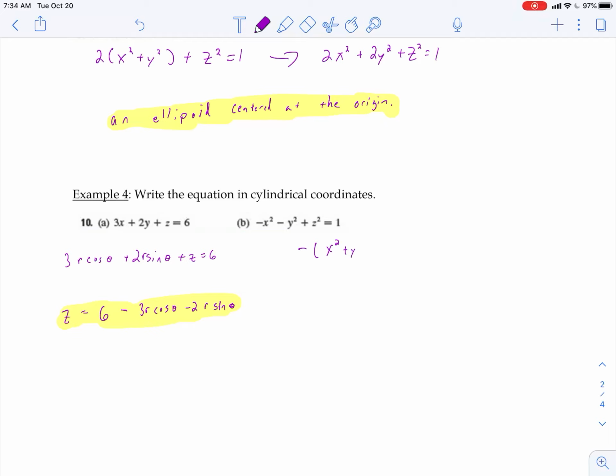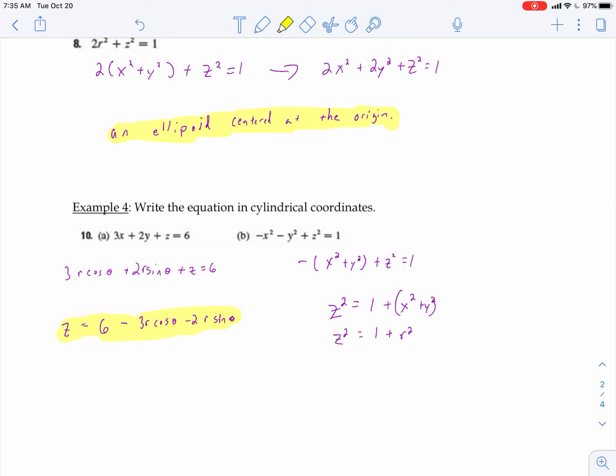Let's do the top. Again, we'll get z by itself. So notice for b, I could pull a negative out and just get x squared plus y squared plus z squared equals 1. Then I can get z squared by itself. Z squared is equal to 1 plus, and then on the right side, just x squared plus y squared. I should have changed it to r squared. So plus this right there is just r squared. So z squared equals 1 plus r squared.